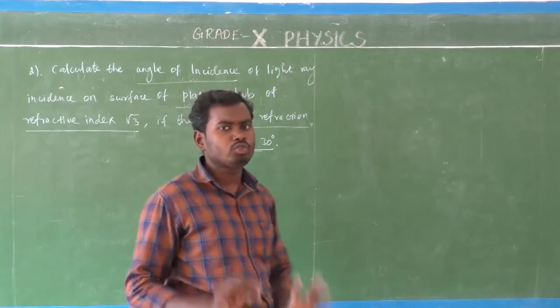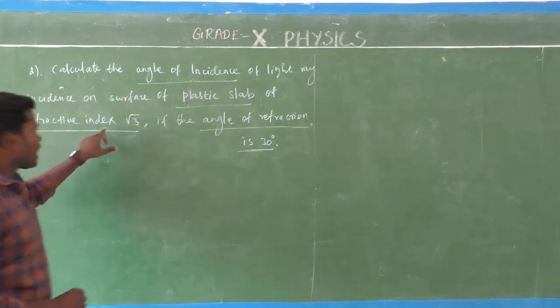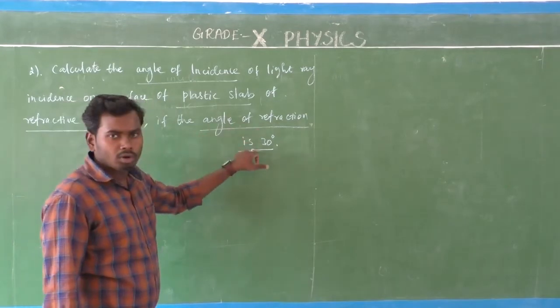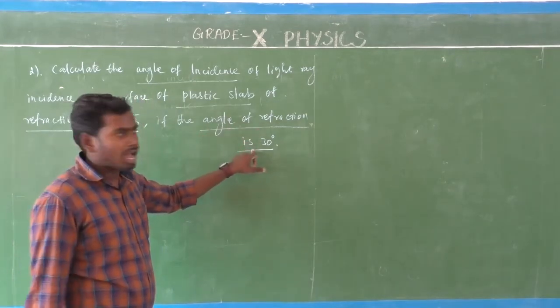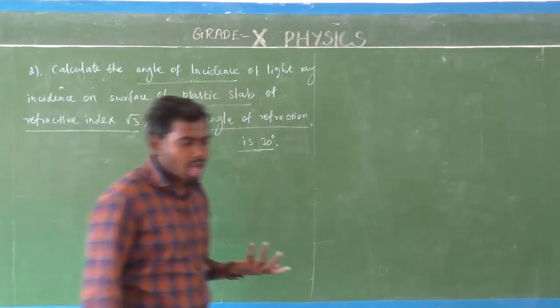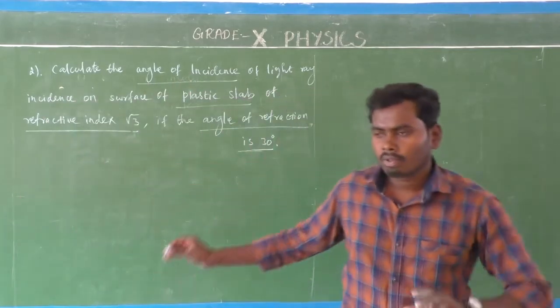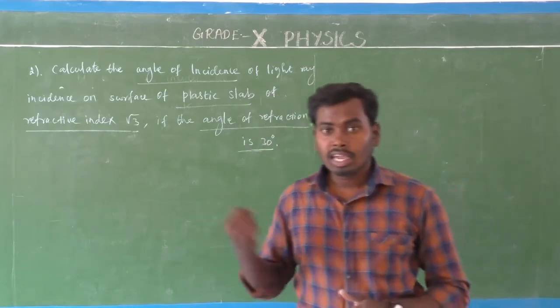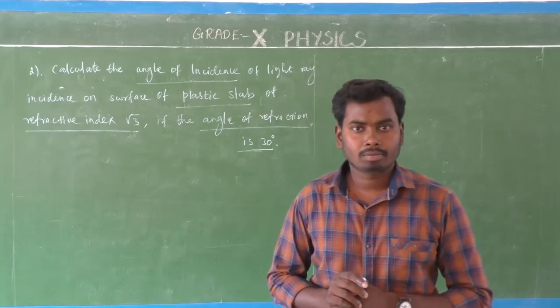Okay, so what are the values we know? Refractive index we know, that is equal to √3. Angle of refraction we know, that is 30 degree. So what we have to calculate? Angle of incidence. Here, what can we take? Snell's law. Am I right?